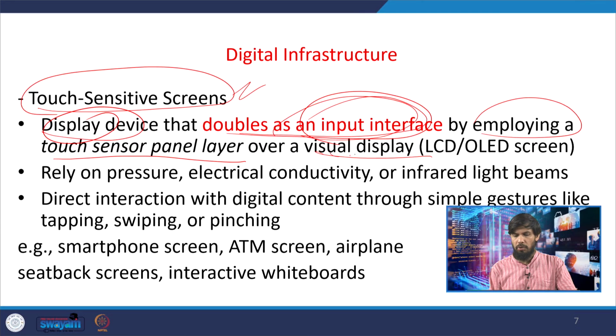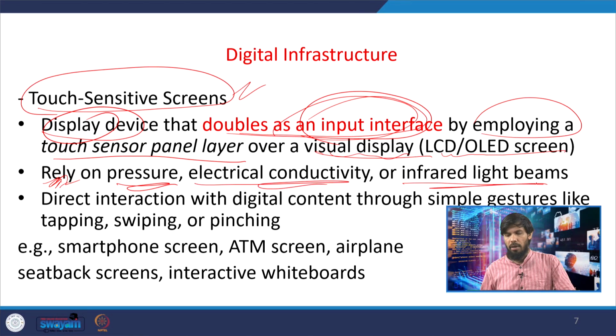Typically the visual display is going to be an LCD, LED or OLED screen, right, and on top of that there is a touch sensor panel layer. So, that particular screen also works as an input interface, and you can interact with that screen. What is the underlying mechanism for the interaction? For example, with a keyboard we are able to type, and with a mouse we are able to click. Similarly here, how does it work? It relies on pressure, electrical conductivity or infrared light beams, right.